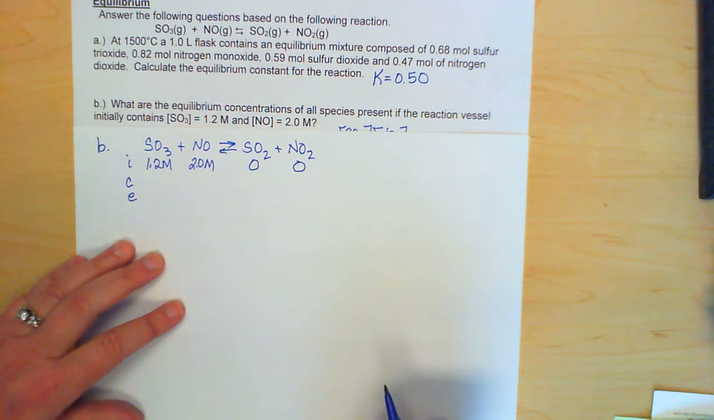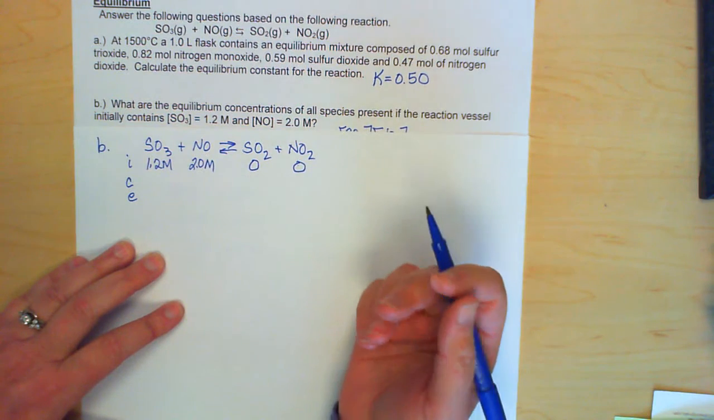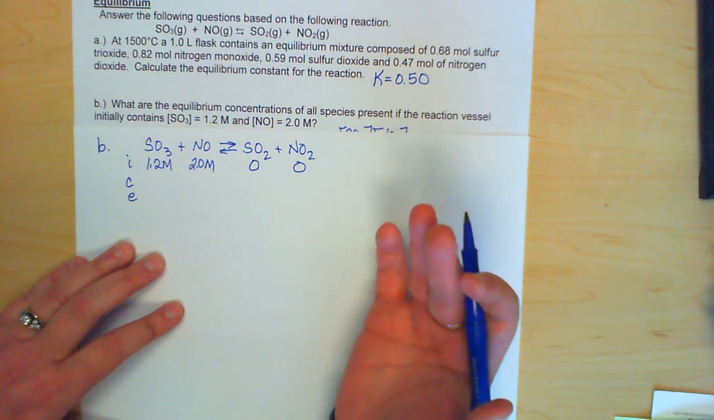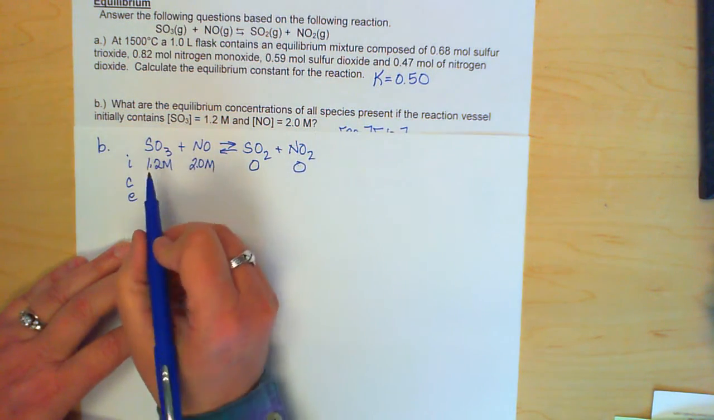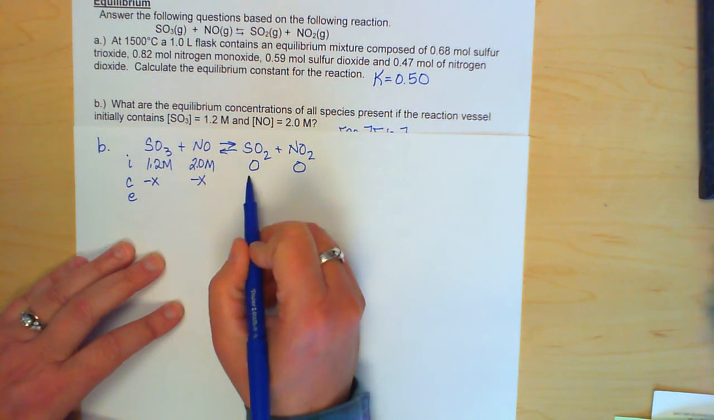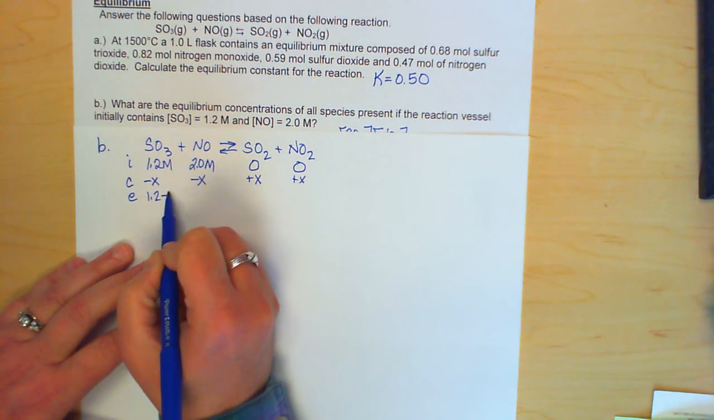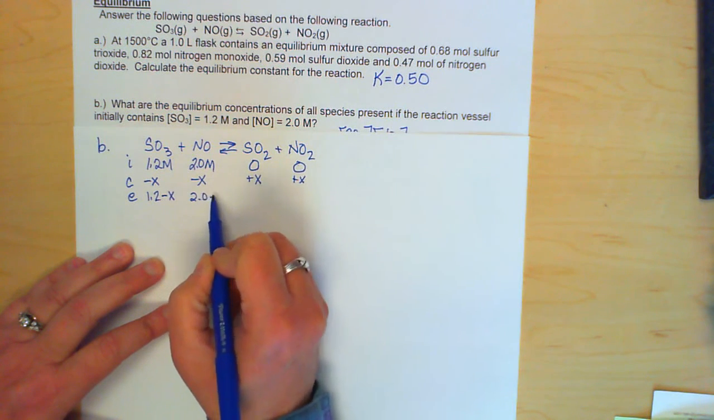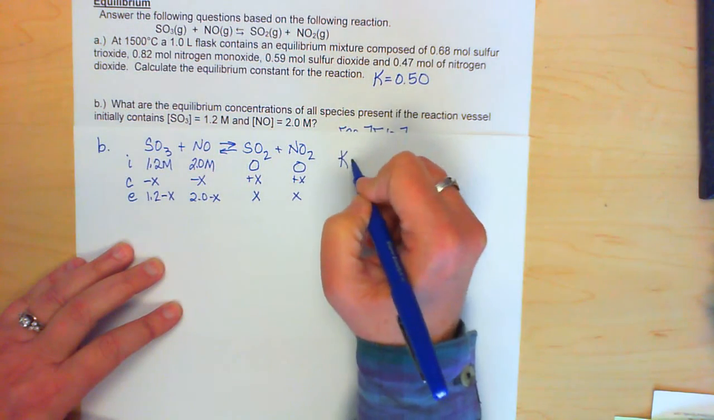Now, we know that the shift will go to the product side because there's a 0 there. If you have a 0 initially, there will always be a shift to replace that with something else, even if it's a pure solid, because pure solids have an activity value of 1, but you can't use a 0. Because we're going to shift to the product, and our coefficient is 1, we're going to lose x here, gain x here, and gain x here. So the equilibrium values are 1.2 minus x, 2.0 minus x, x, and x.